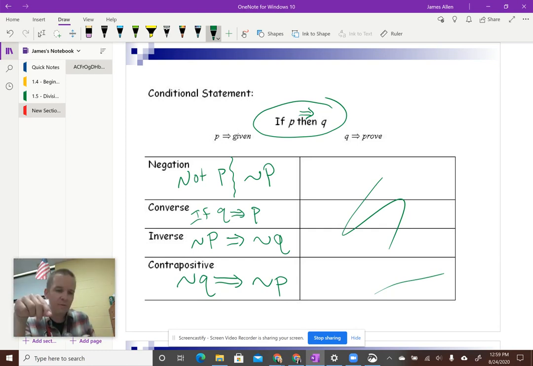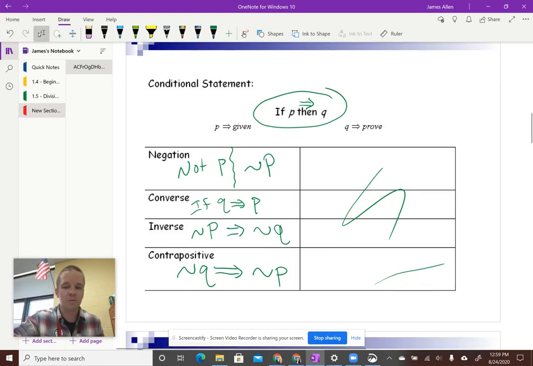We had one earlier. It was if we have two right angles, then they are congruent, right? If two angles are right angles, then they are congruent. If we do the contrapositive, if two angles are not congruent, then they are not right angles. That would hold true, because if they're not congruent, they can't both be right angles, because then they would be congruent. So you can flip it and negate it, and it will hold true.